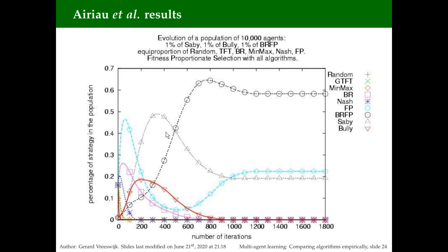So you see a kind of dynamics here that is reminiscent of the replicated dynamic, in which proportions fluctuate but finally converge to a fixed proportion. And not all algorithms participate here. And here finally best response fictitious play comes out best. Other algorithms die out except fictitious play and SABI, of which we don't know the definition.